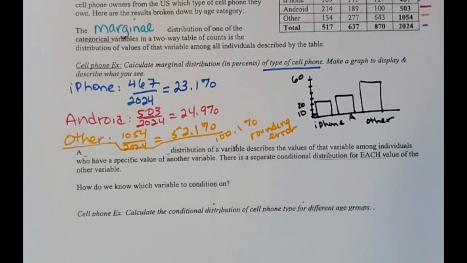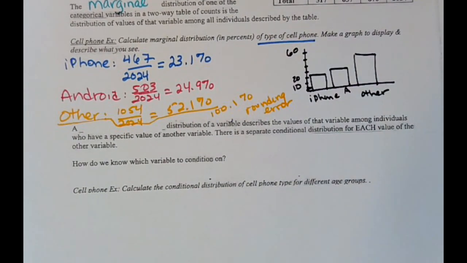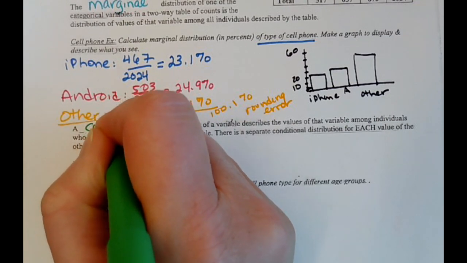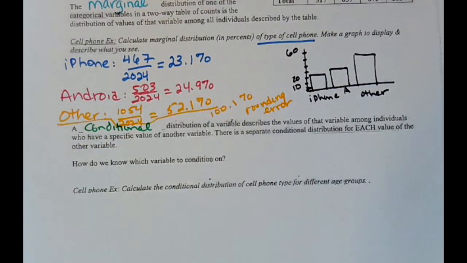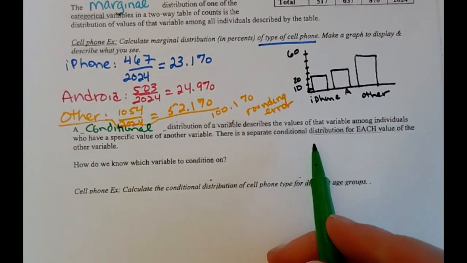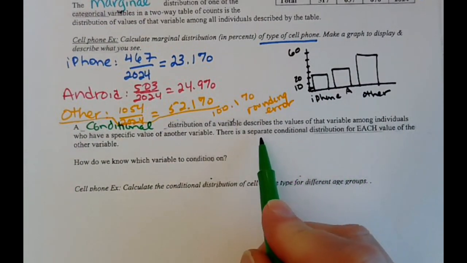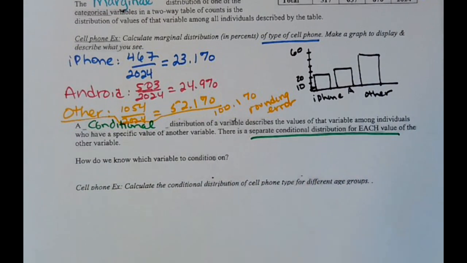Okay? And next, what kind of distribution of a variable describes the values of that variable among individuals who have a specific value of another variable? That's called conditional. It depends on each value of the other variable. There is a separate conditional distribution for each value of a variable.